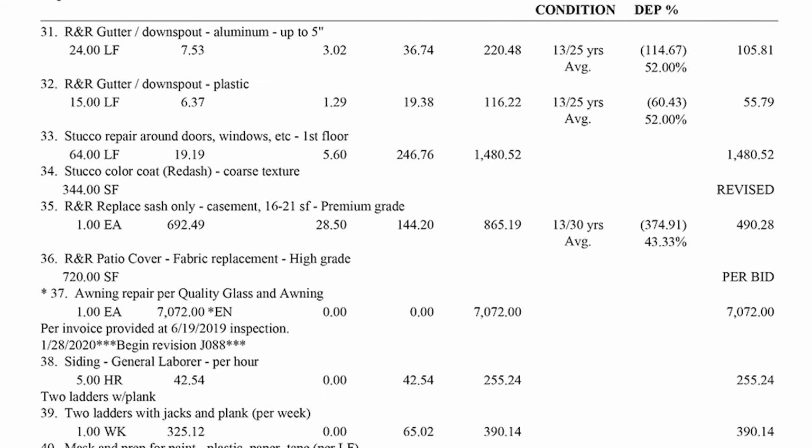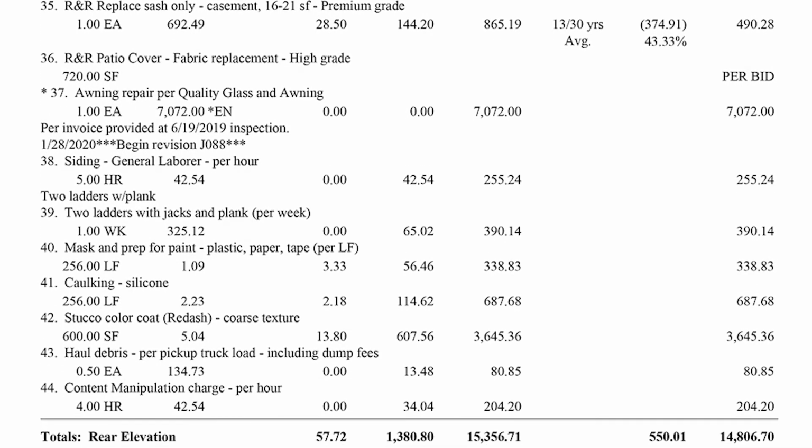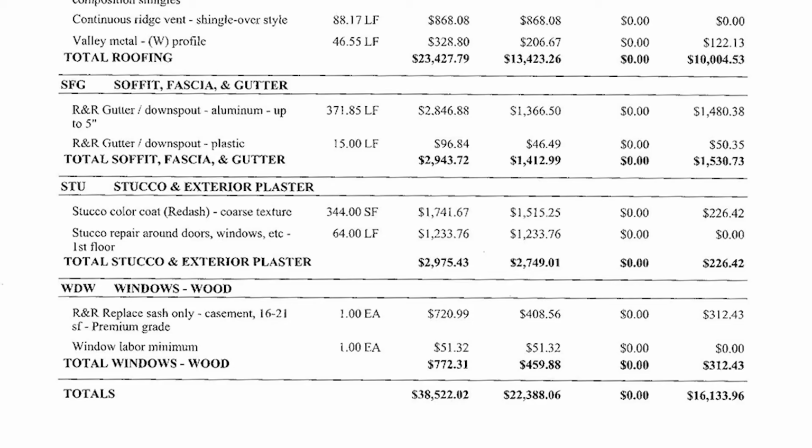And so this keeps on going, where you can see the siding, some siding was replaced there. And then they add line items: 2 ladders, mask and prep, caulking, stucco. So these are all items that had to get added to the estimate. This actually was not on there originally. Let's look at the original one. They paid very little for stucco. You could see stucco and exterior plaster.